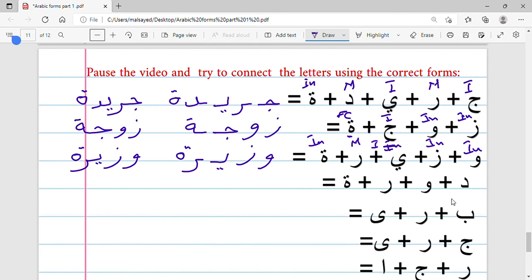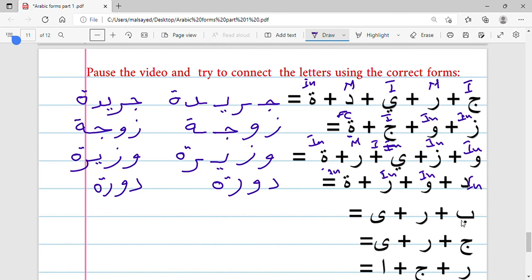Okay, here we have dal, so we choose independent. Between dal and waw, the waw is independent. Waw and ra, independent. Ra and ta marbuta, also independent, because dal, waw, and ra don't connect with after. So independent dal, independent waw, independent ra, independent ta marbuta.